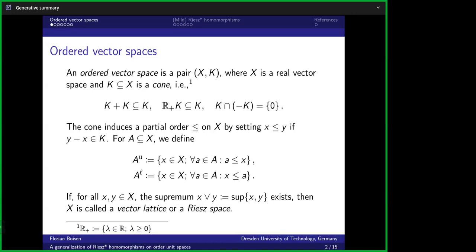And finally, there's also a special class of ordered vector spaces, and these are those ordered vector spaces which are, in addition, a lattice, meaning that for any two elements, I have a supremum. And these are called vector lattices or Riesz spaces, and there's a whole classic theory which deals with these Riesz spaces. However, today we are mainly interested in ordered vector spaces which have some nice properties.